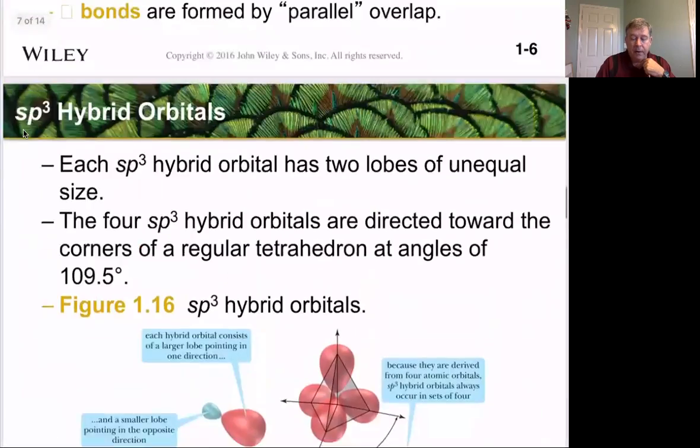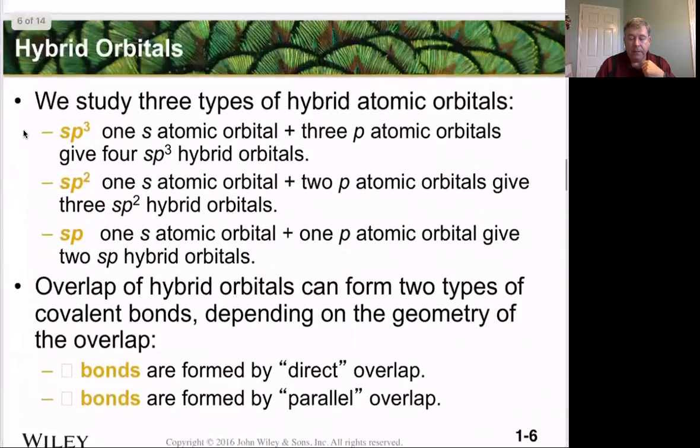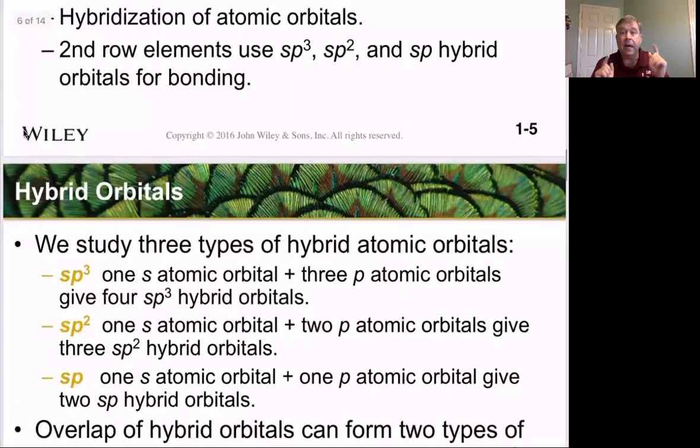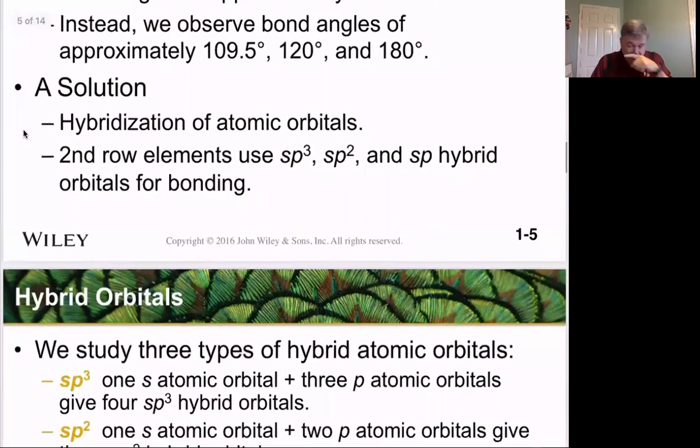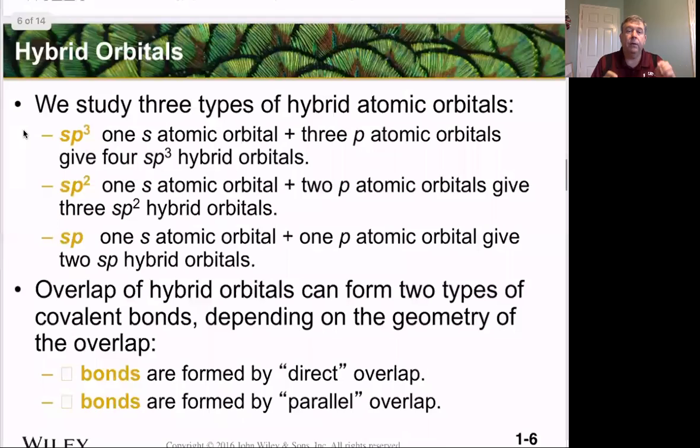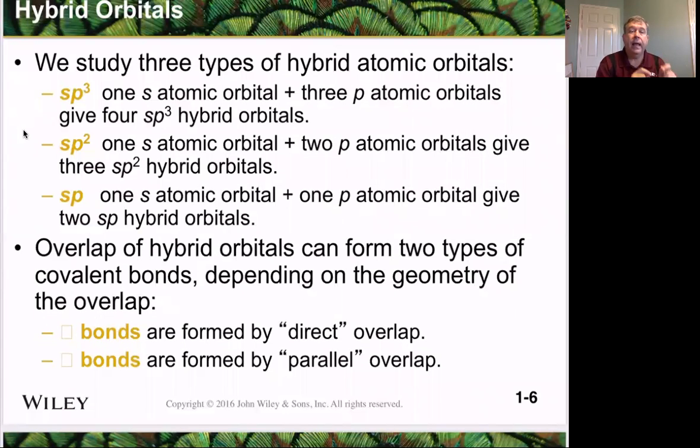Okay, so now that we show that we can blend those together, let's talk about the different types we have, okay? So I talked about what the shape would look like if we had the sp3, where we had 1 s orbital and all 3 p orbitals blended together. That gives us 4 equivalently shaped orbitals, okay? So that's what gives us our tetrahedral shape, okay?